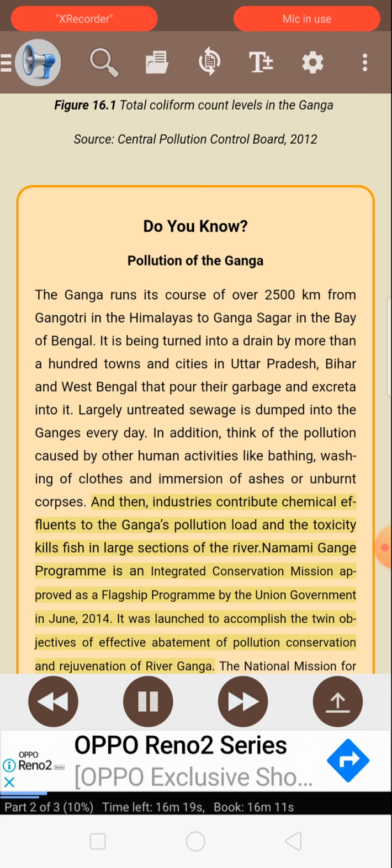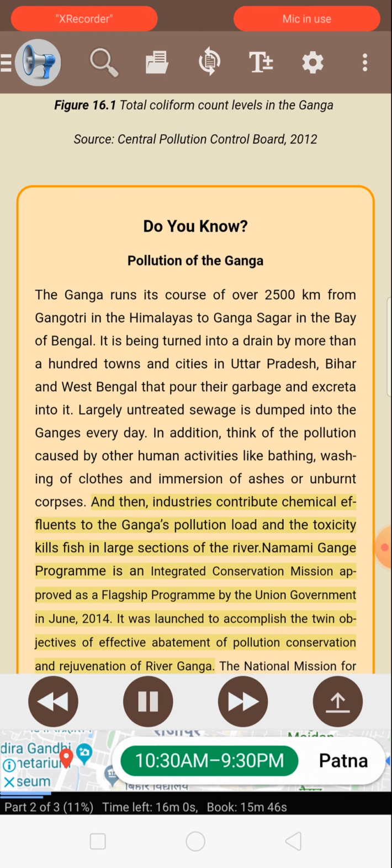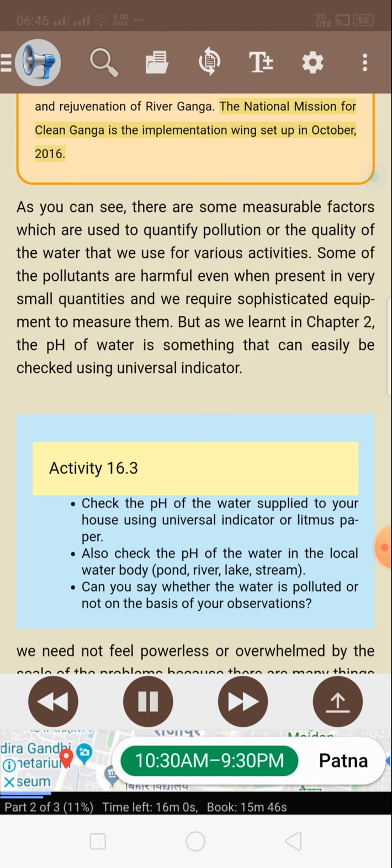Namami Gange program is an integrated conservation mission approved as a flagship program by the Union government in June 2014. It was launched to accomplish the twin objectives of effective abatement of pollution, conservation and rejuvenation of river Ganga. The National Mission for Clean Ganga is the implementation wing set up in October 2016.